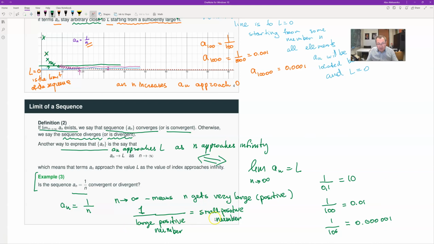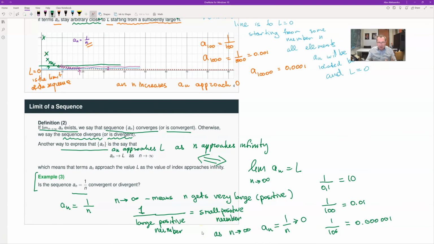We conclude from here that as we continue to increase n all the way to infinity, a sub n, which is 1 divided by n, 1 divided by a very large number, will go to 0, because the number will get smaller and smaller and smaller.